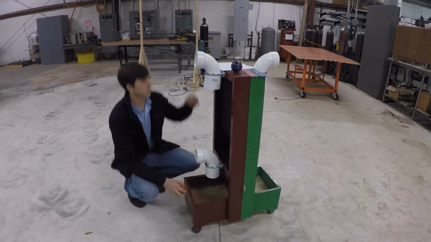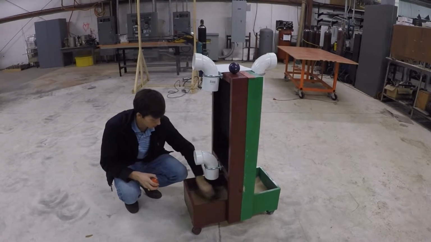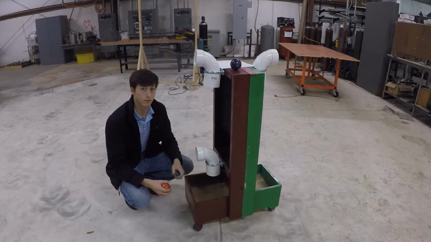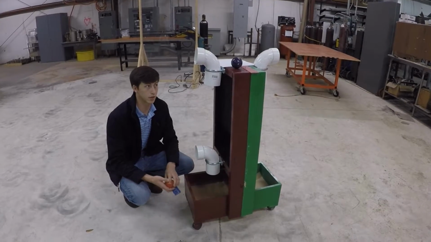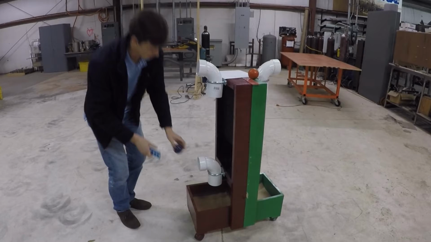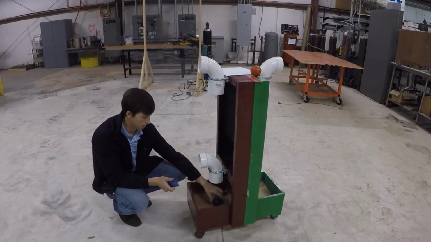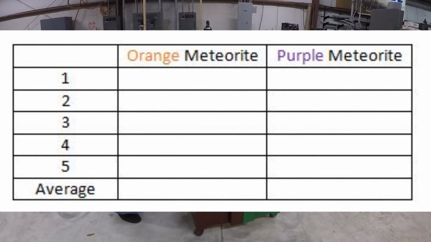And then you're going to resurface it and repeat that until you have 5 total measurements for that meteorite. Then you're going to take the purple, lighter meteorite and do the exact same thing, getting 5 measurements with that. And you'll record all of that data on the worksheets provided.